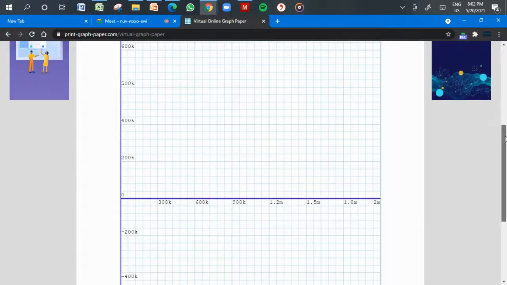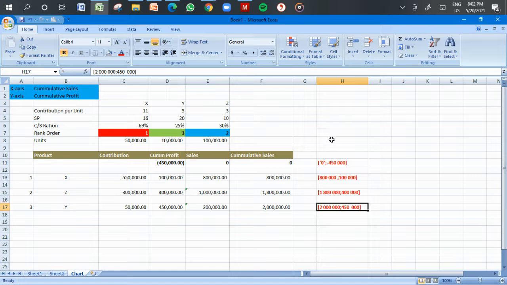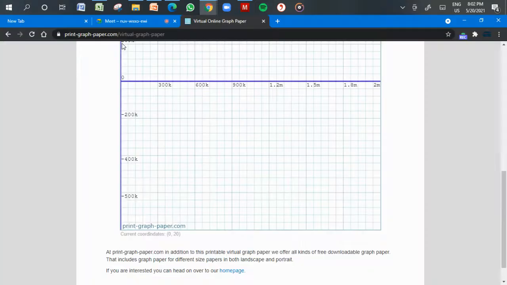So where do we start? The first point, we just construct our first coordinates, this one. When the level of activity is 0, or when the cumulative sales is 0, we have a loss of 450. That's why we needed this point, 450 and 0. So 0 is higher, then 450 is where? 450 is between 400 and 500, so it's somewhere here. That is where we are.